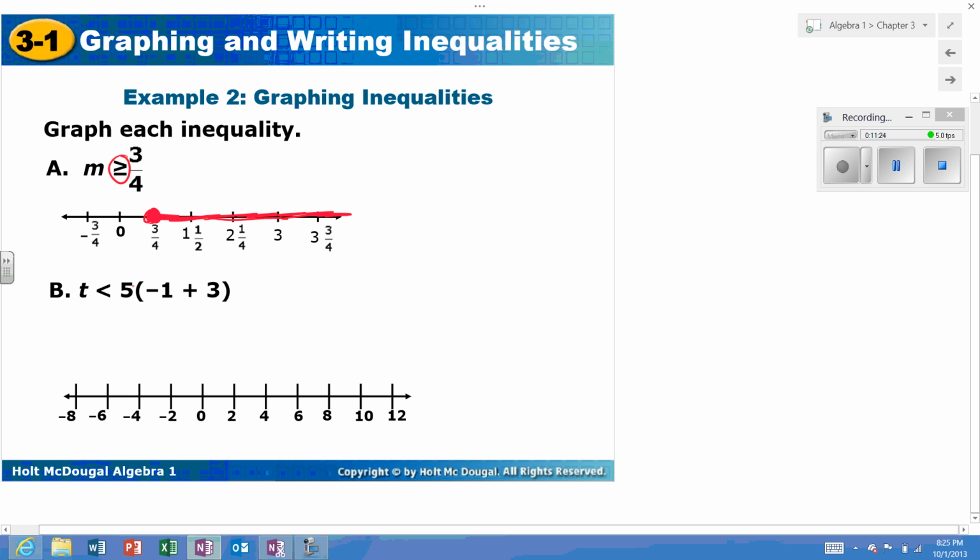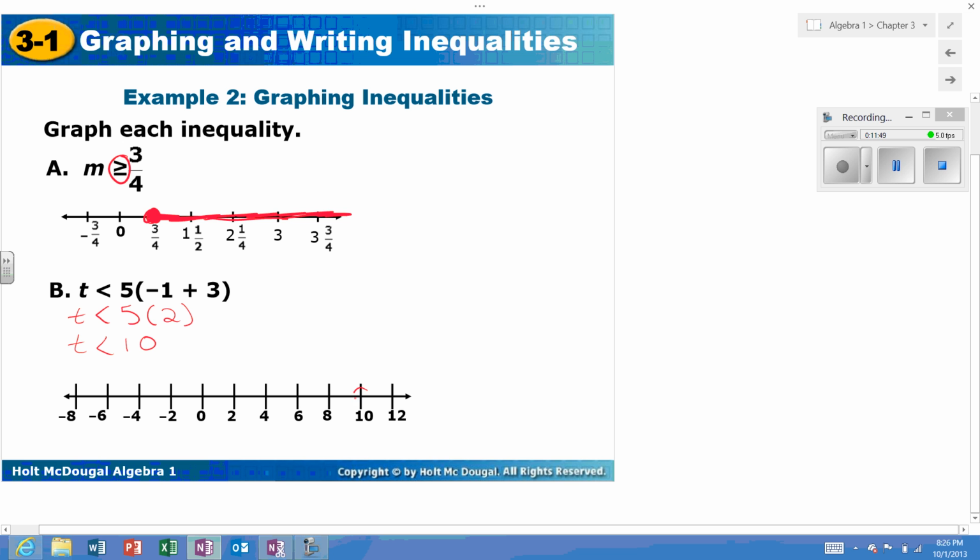Okay, we can't actually do this one until we carry out the right side of the inequality. So we need to simplify this first. So we need to combine like terms. So -1 and 3, you should get 2. Now, 5 times 2 is 10. So here's our inequality. T is less than 10. Okay, so we're going to find 10.